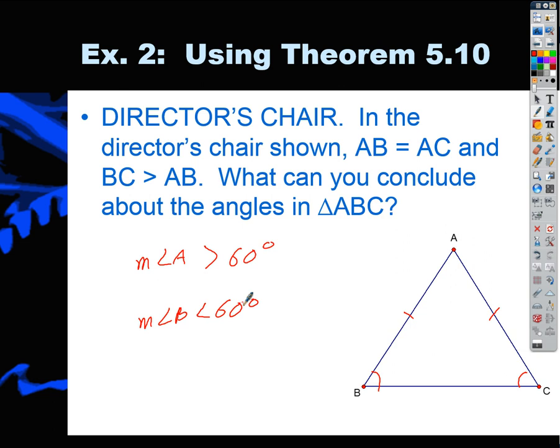Now, those two are related. If I told you that the measure of angle A was like 80 degrees, you could tell me what the measure of angle B was. But without knowing anything about the measure of angle A, the only thing I do know is that angle B has to be less than 60, right? You get that? Okay.